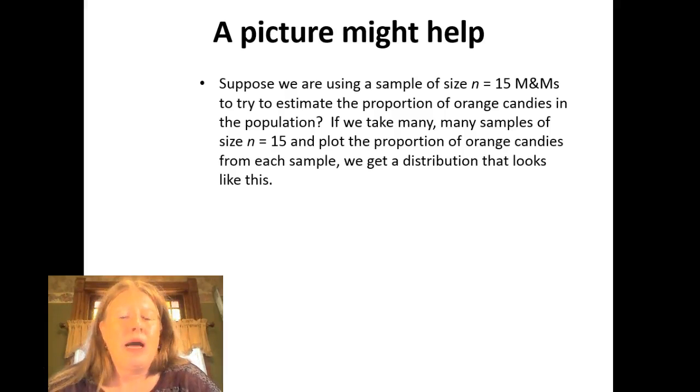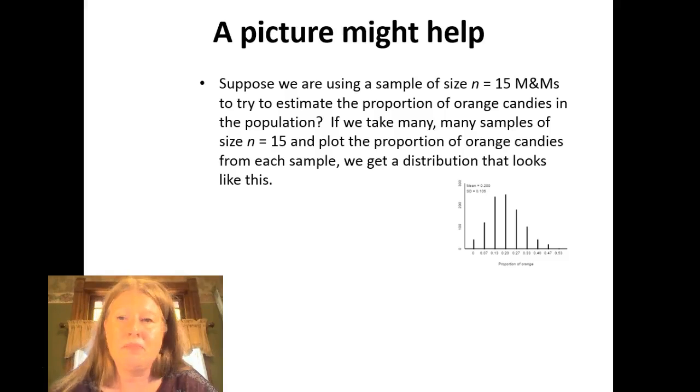So I take a sample of 15, I determine the proportion of orange, and we imagine that we take lots and lots of samples of 15 M&Ms, and we have lots and lots of proportions of orange candies, lots of sample proportions, and we plot those sample proportions in the form, again, of a histogram. So what might that distribution look like? Well, we actually did this, and this is what we got.